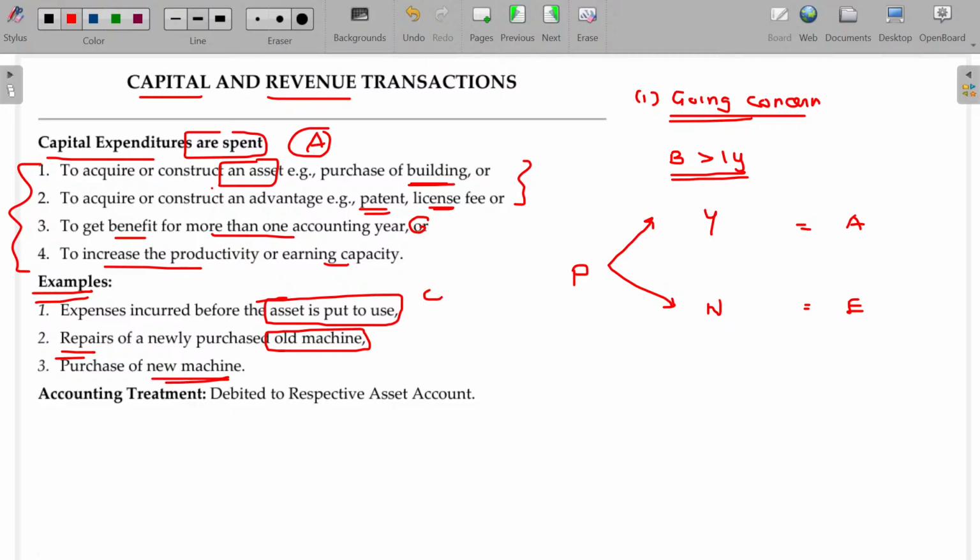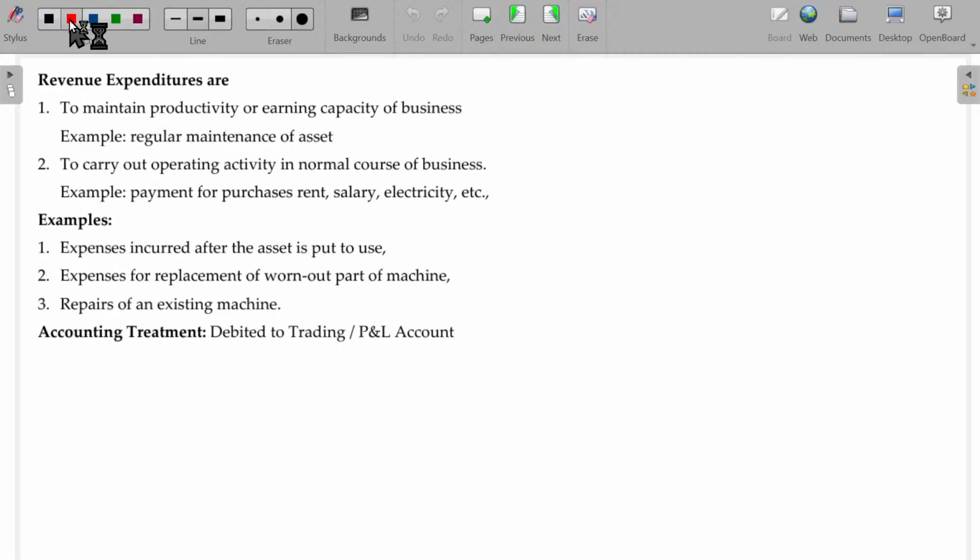One is construction, another one is purchase and repair, another one is plain purchase. In these three scenarios, everything will be considered capital expenditure, an asset. In these three cases, the accounting treatment is that you debit the asset account. Here, it is debited to the expenses account. Clear? Next, in case of revenue expenditure.